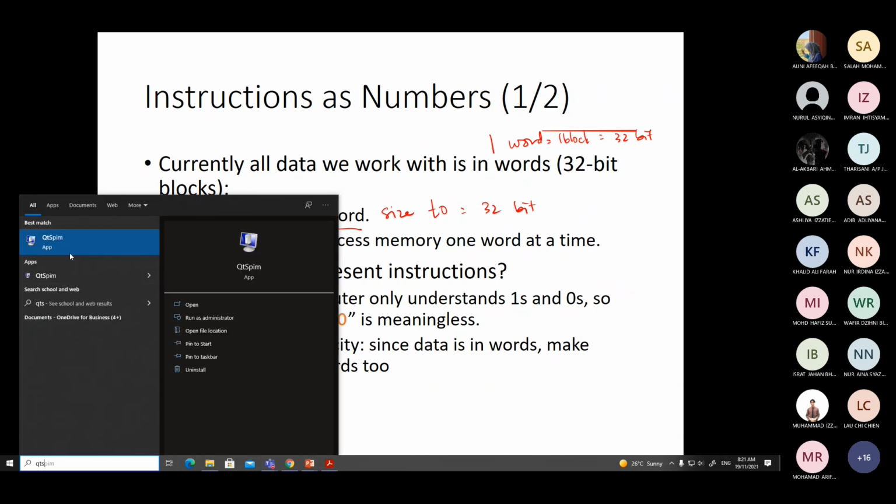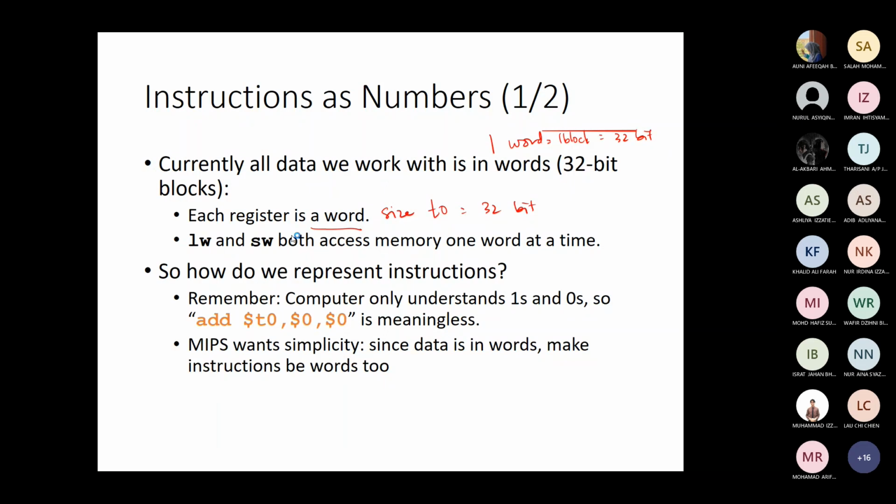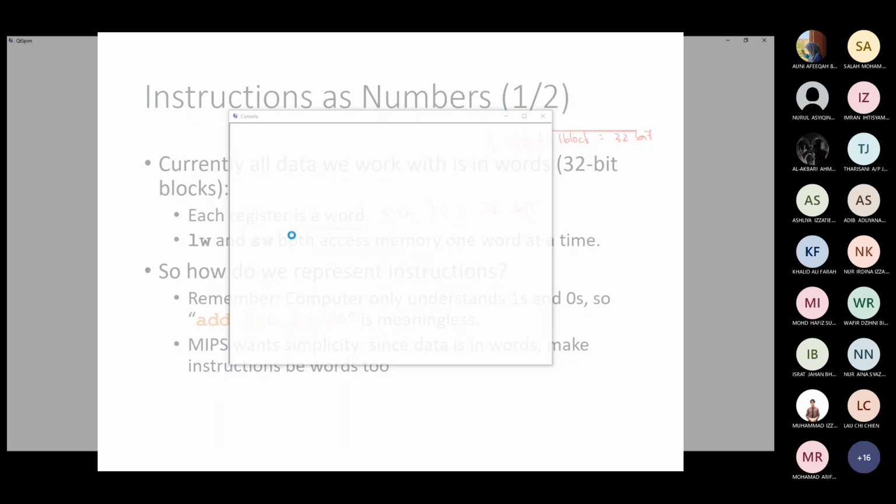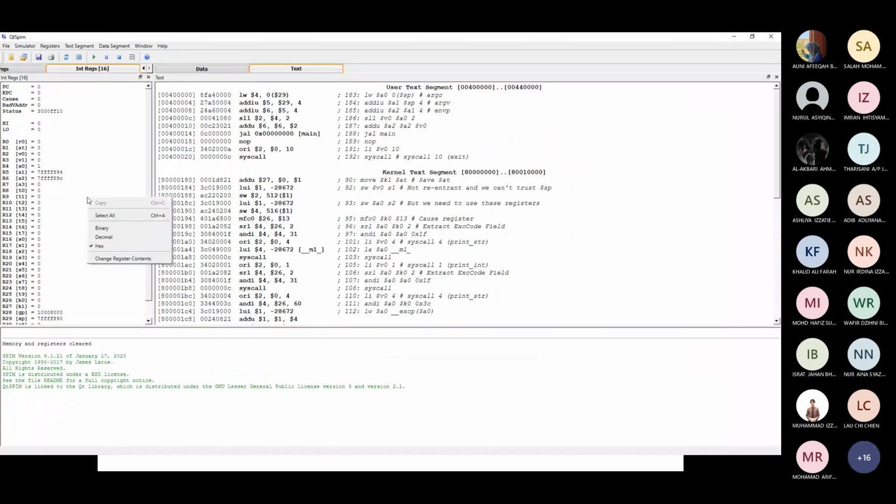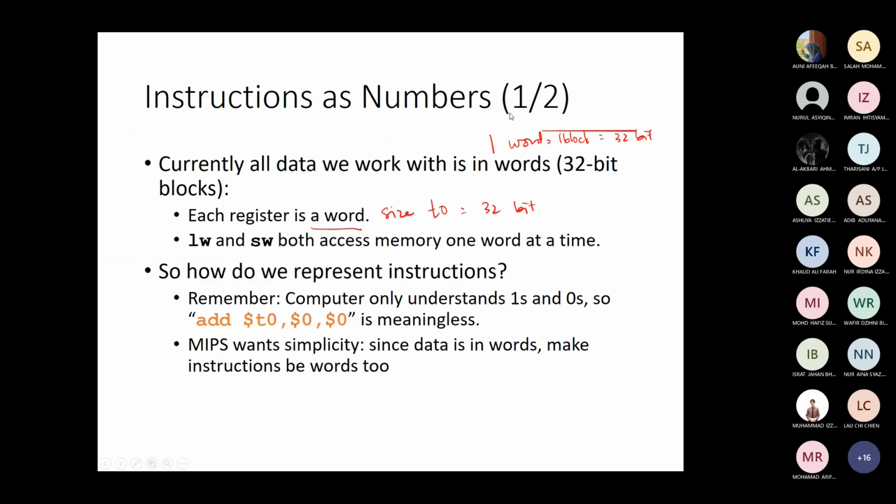This one. So let's say I'm opening my QtSpim. And then when you look at the registers here, sometimes they have a number, right? So you just convert it into binary. You can count the number. It's always 32. So each register can store 32 bits of data. Okay, 32 bits of binary data. Okay, so let me close down.